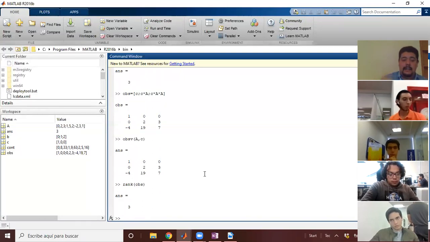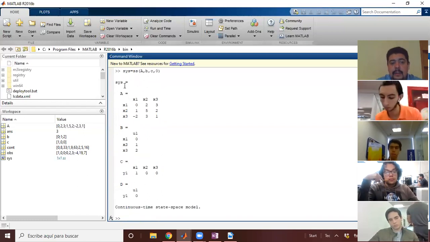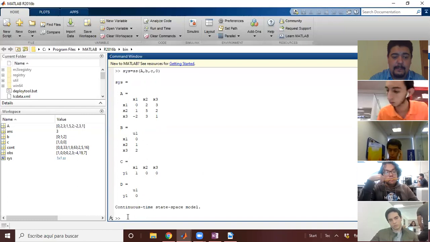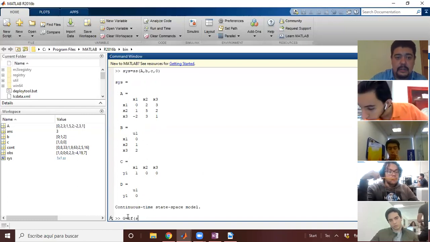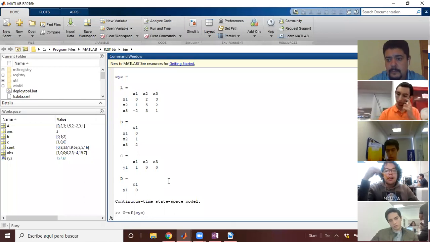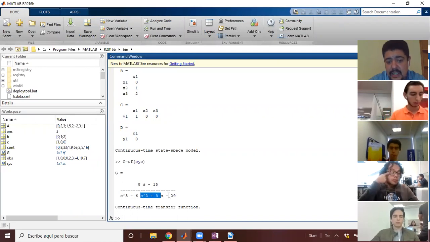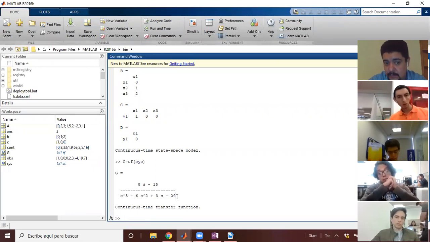So just so this is clear, I will make a system, just executing this command. So sys is a variable that contains this system, and G is going to be the transfer function of this one. So here is a transfer function. As you can see, there are sign changes. Therefore, the system is unstable.